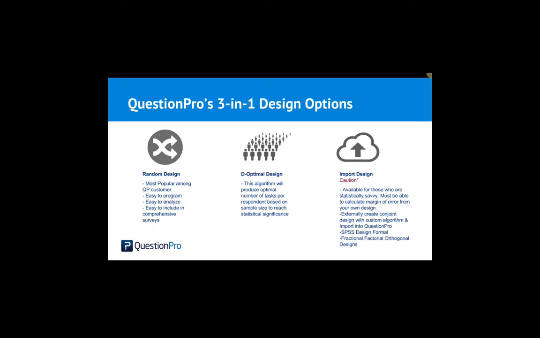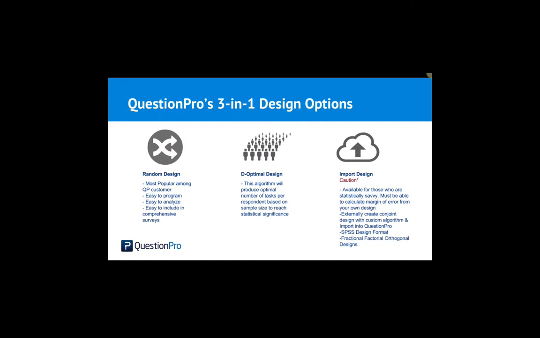QuestionPro does offer 3-in-1 design options, even though we specialize in just the discrete choice conjoint analysis tool. Within the discrete choice conjoint analysis, we have three design options that you can pick. So one is the random design, which is our most popular among our QuestionPro customers because it's easy to program, it's easy to analyze the data, and it's easy to include in a comprehensive survey.